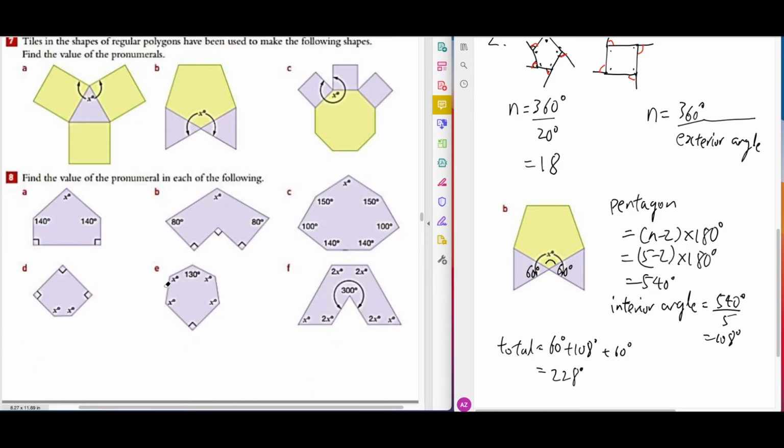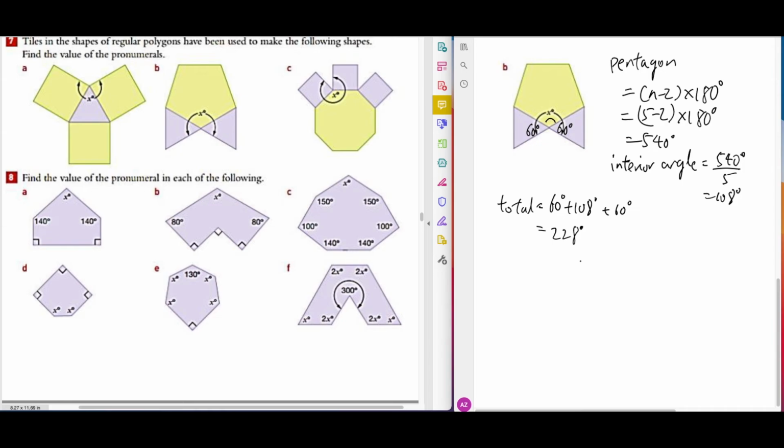Alright, so let's jump into some of these harder questions. So say question 8e, okay? This question looks pretty funky. Alright, let's take a look. So this question asks you to work out the value of x. Now, how do we do that?